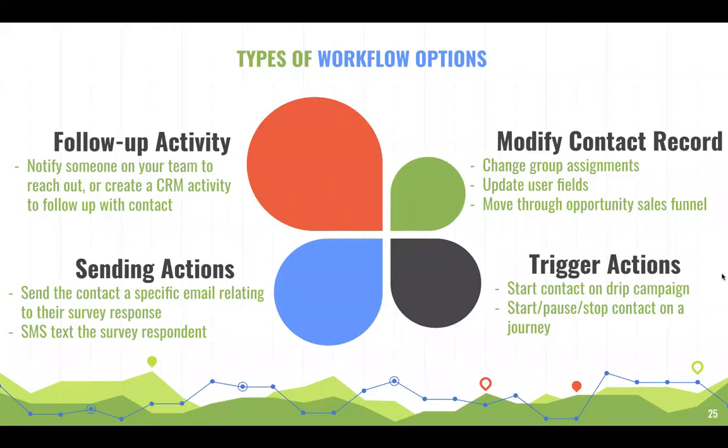And then modify the contact record as well within the workflows. So this would be where you change the group assignments. You can update any of those user fields within the contact record. And you can also move them down the sales funnel through triggering a workflow. So those are just the high level options of what you could do within a workflow. There are more details in there that you can dive into or let our team know, and we can show you a bit more, but those are the 4 main types of how you would use a workflow for your automation.